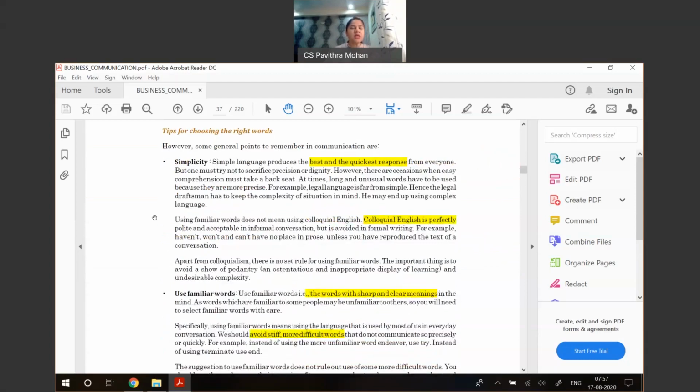Then, tips for choosing the right words. Here, simplicity plays a very, very important role. That is, if you want a quick response, say I've written a mail to my directors or to my shareholders. If I write a very complex mail, say I'm going for a rights issue, I have to tell them what the ratio is, what the percentage exchange is, what the first call money and second call money are, and how it has to be deposited. I can give it in terms of bullet points.